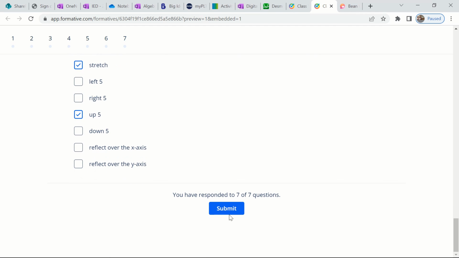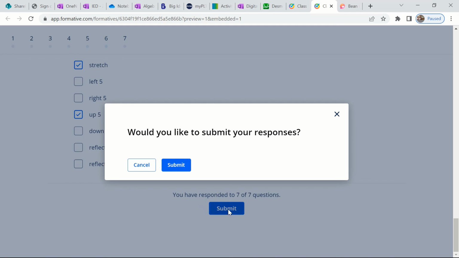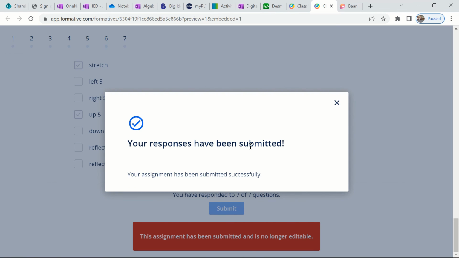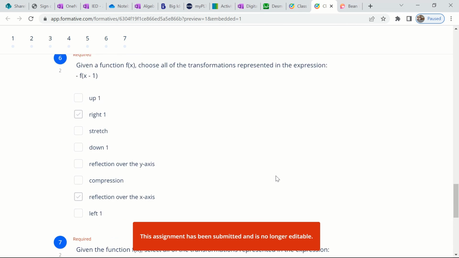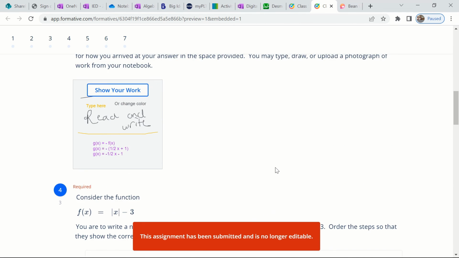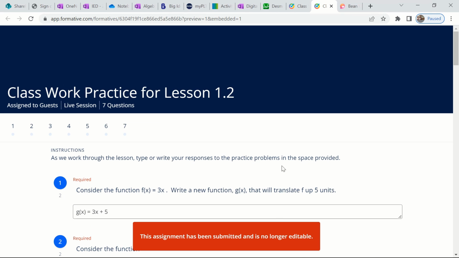Okay, and then it says I have responded to 7 of 7 questions. Would I like to submit those responses? Your responses have been submitted, and it's yelling at me for some reason. This is no longer editable. I don't know what that even means. So I'll make sure I have the settings on this so that you guys can go back in and fix any mistakes that you made, and hopefully this will clarify any questions that you have about the classwork.